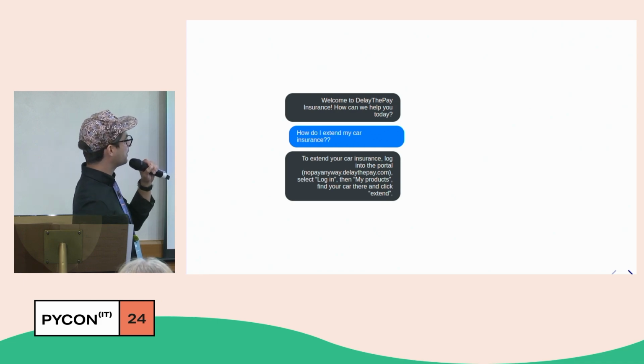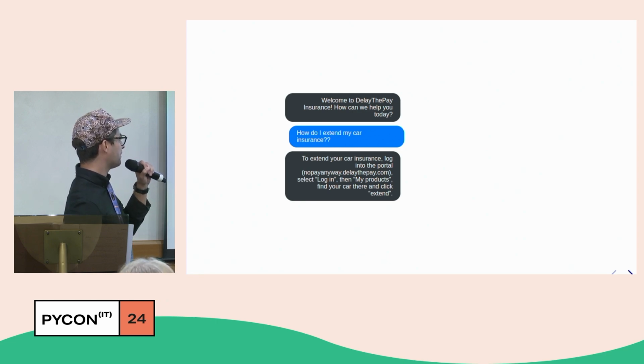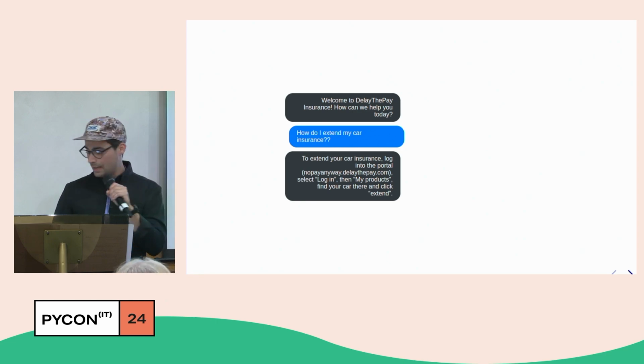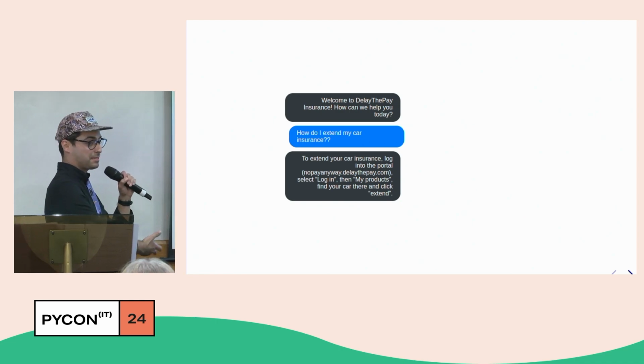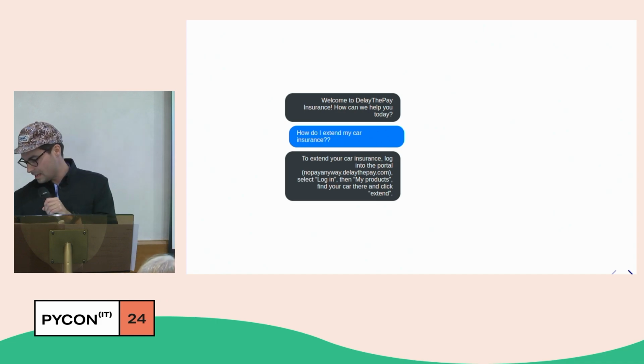How do I extend my car insurance? To extend your car insurance, log into the portal, nopay.delaythepay.com, select login, then my products, find your car, and click extend. So does it look like a reasonable answer from a chatbot? Most likely, to most of us.